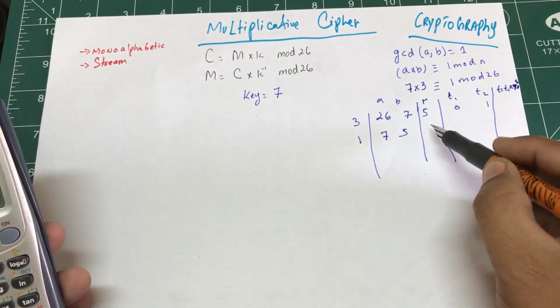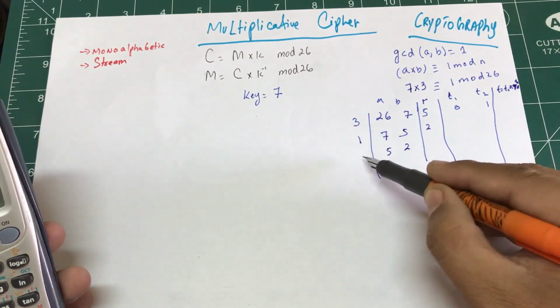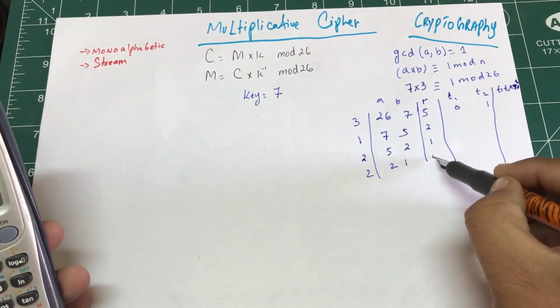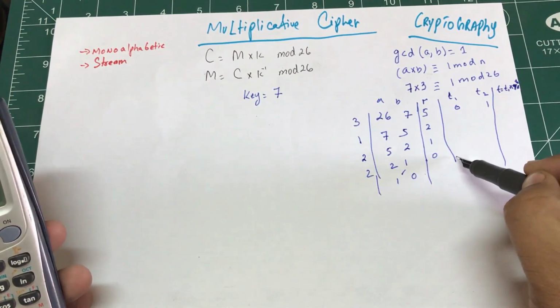5 times 1 is 5, so I get a remainder of 2. I get 5 and 2. 2 2s are 4, I'll get 1. 2 times 1, 1 2s are 2. And I'll get 1 and 0. You can look at my video on it.